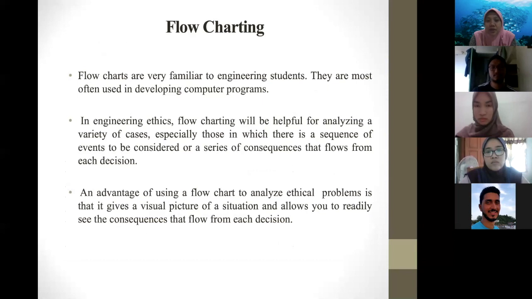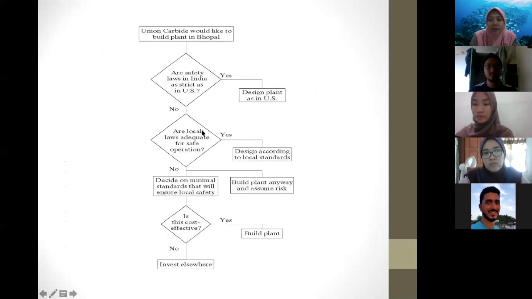Method number two is flowchart. Flowchart for engineering students, we are familiar with flowchart, right? So in this case, we use flowchart to help us analyze and come up with a solution to the problem. Okay, so for example, I give you an example here. It's a scenario on Union Carbide who wants to build a plant in Bhopal. Okay, that's the situation. And then you use a flowchart.